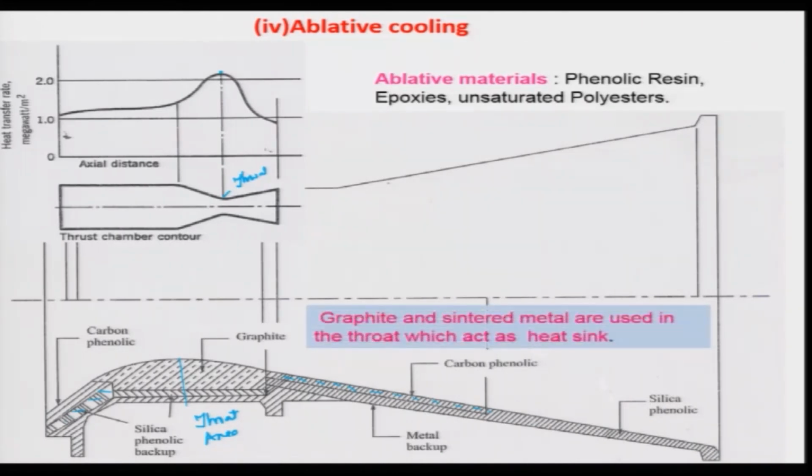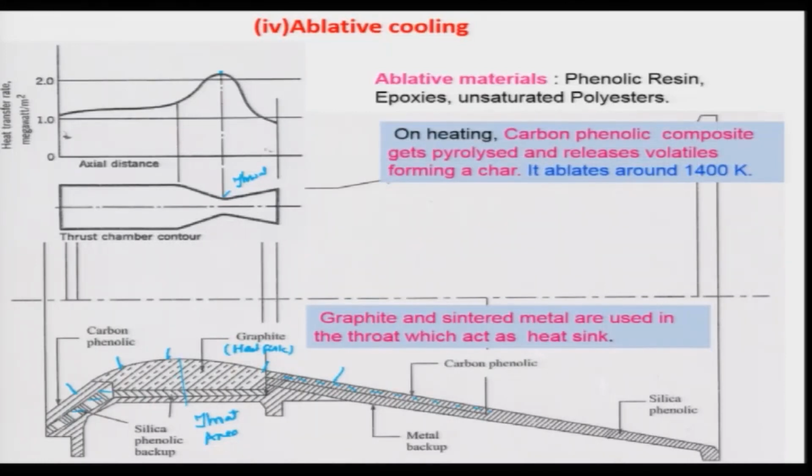We will answer that, but graphite and sintered metal are used in the throat, which act as a heat sink. However, the heat also will be transferring from other places, and this is your again silica phenolic backup being used on the bottom of the graphite heat sink. And on heating of the carbon phenolic composite, it gets pyrolyzed and releases volatiles, forming a char. Like when you burn wood, volatiles get released, and also a char is formed, which is porous in nature.